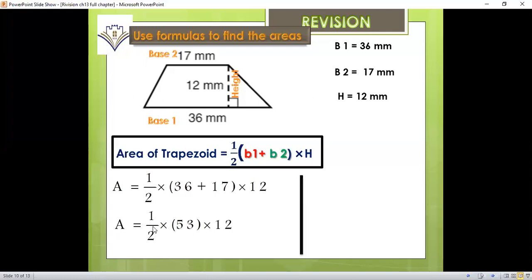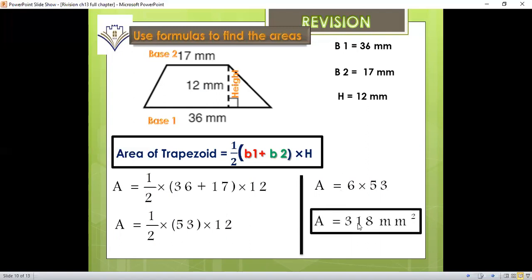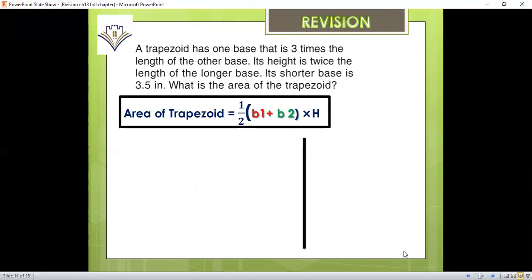But is it easy to get half of 53 or half of 12? I think half of 12 is easy, because half of 12 is equal to 6. Then the answer is 6 multiply 53. And then the area is equal to 6 multiply 53, which is 318 square millimeter.